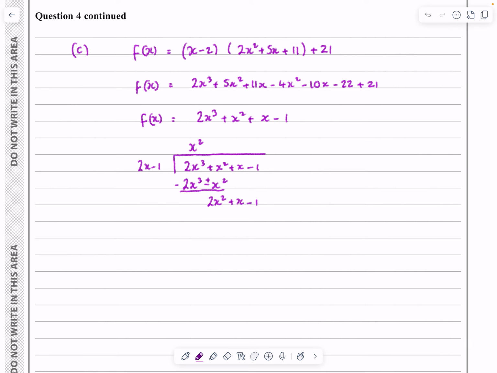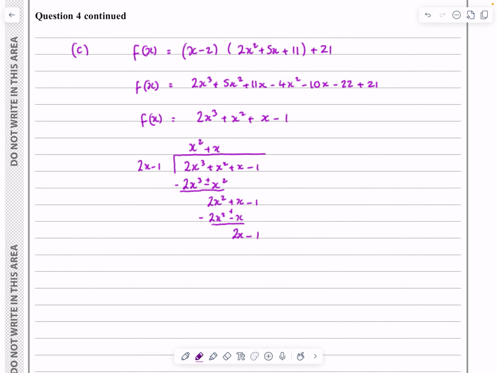I'm going to do the rest of it a bit quicker now, but I'm going to do exactly the same process. How many times does 2x go into 2x squared? It goes in x times. x multiplied by 2x minus 1 is going to give me 2x squared minus x. Subtract that away is going to leave me 2x here, bring the minus 1 down, and then good, I can already see that this has worked.